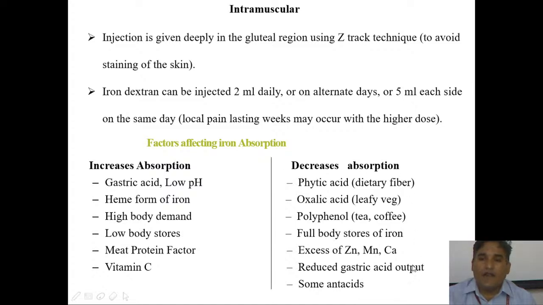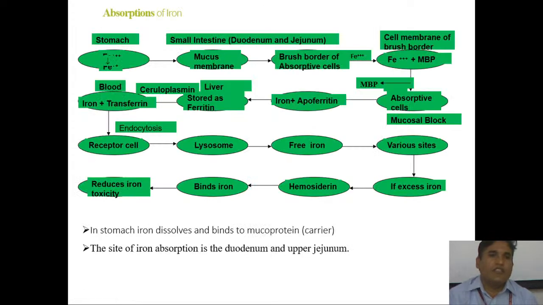And these are the factors, conditions which decrease iron absorption: phytic acid present in plants, oxalic acid, polyphenols, when the body is totally saturated, excess of other metals, and antacids. These are the conditions where absorption decreases.